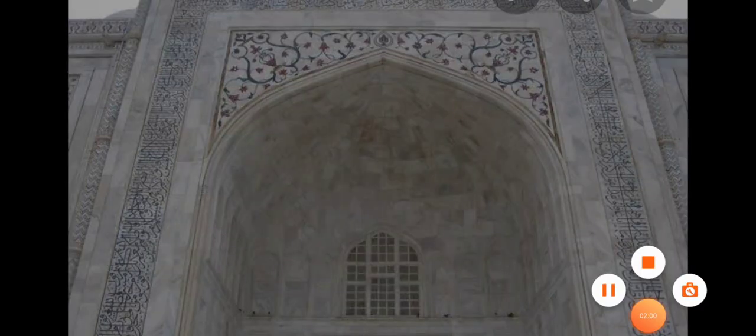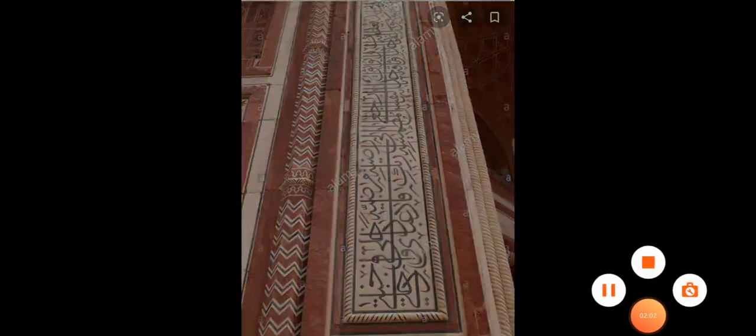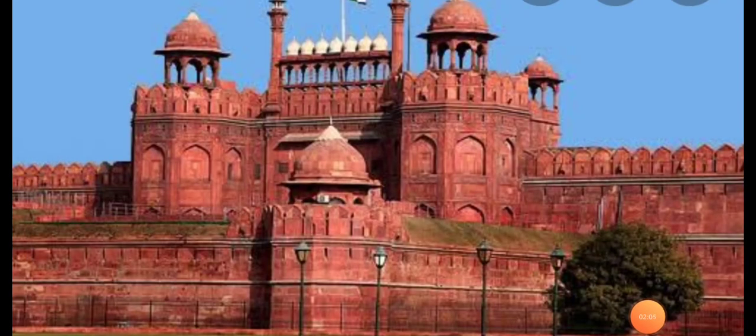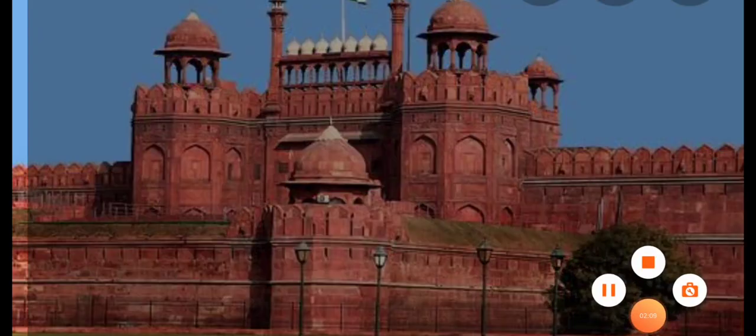For the medieval period, we have a number of inscriptions. Example, inscription written on the walls of Taj Mahal. Inscriptions are also written on Red Fort and Rajput palaces.